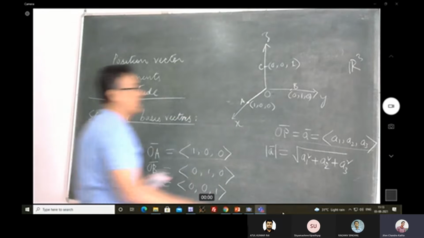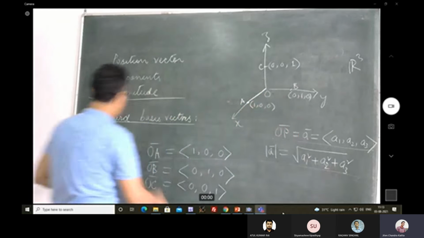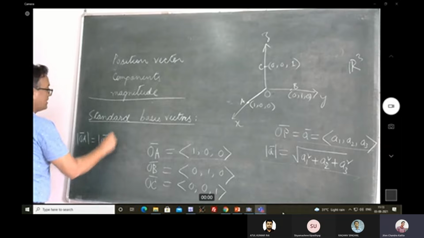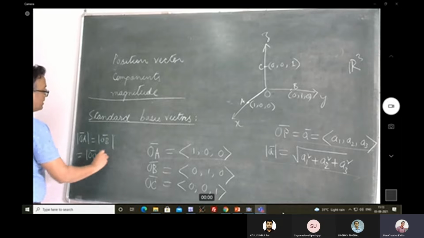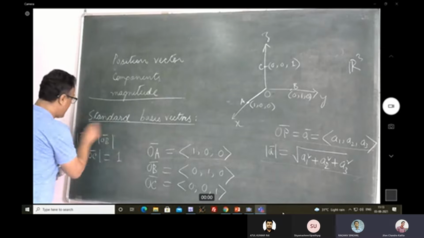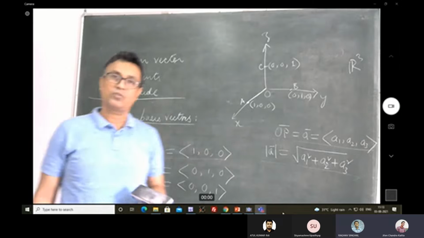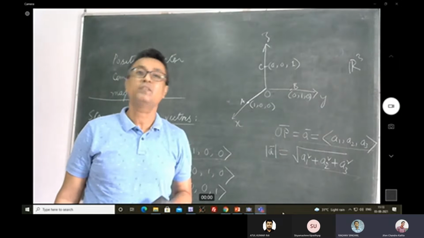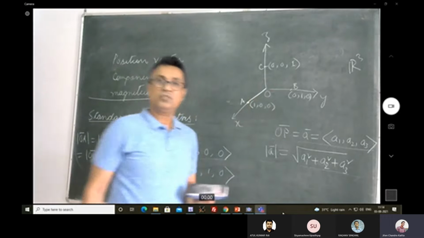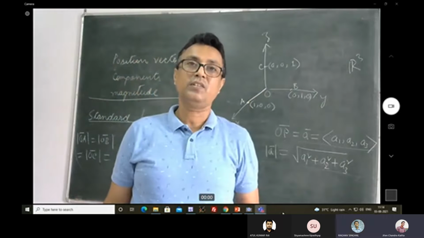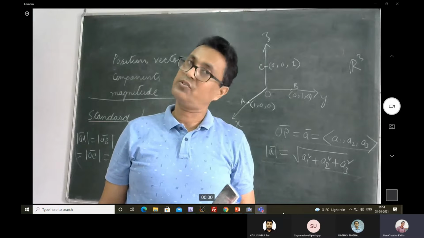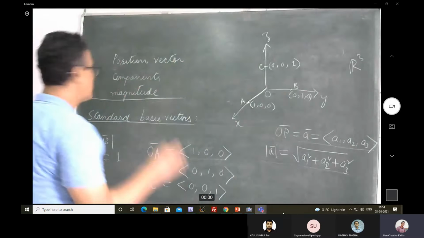Now you can see that if I consider all these three vectors, and if I apply this formula for their magnitude, you will see that the magnitude of each of them, OA, OB, and OC, turns out to be 1. Such vectors which have magnitude 1 are called unit vectors. So basically, we are getting 3 vectors along x, y, and z axis, and the other property of those 3 vectors is that they are simply unit vectors.